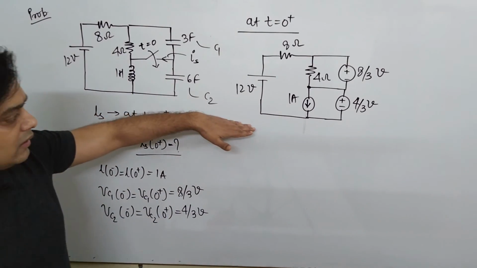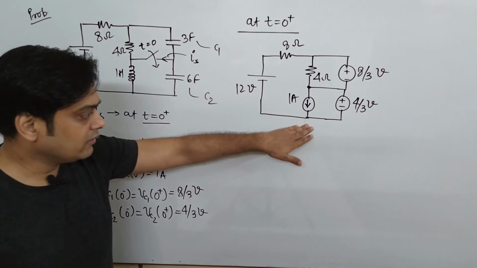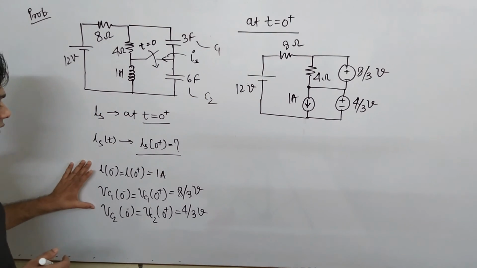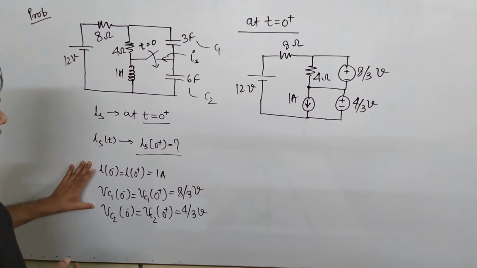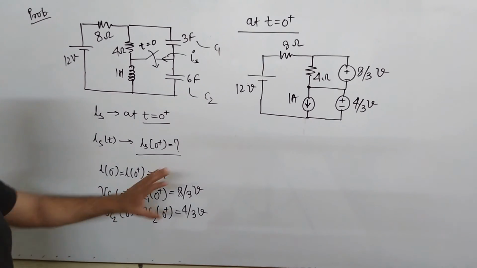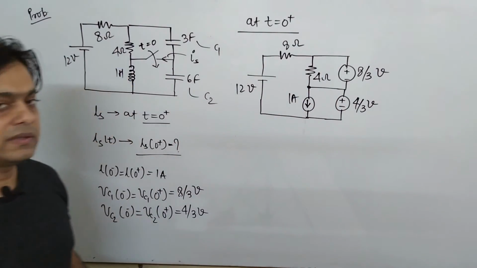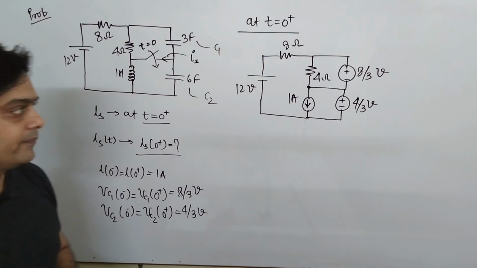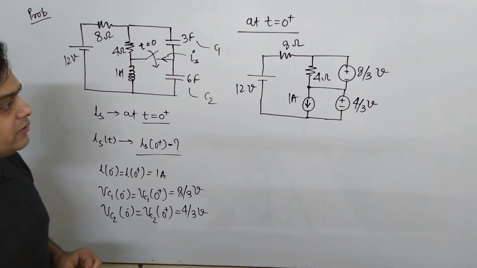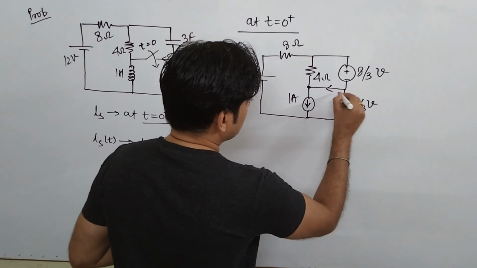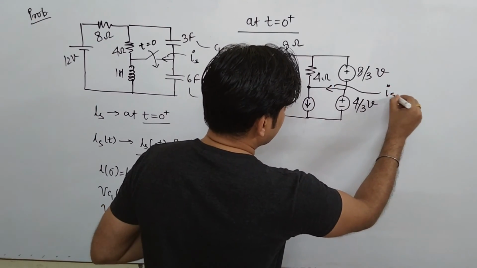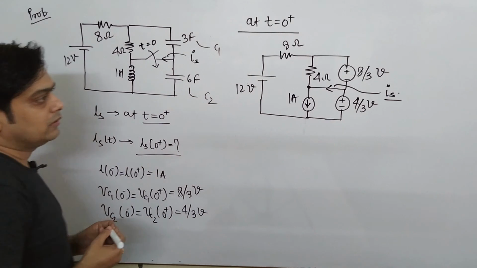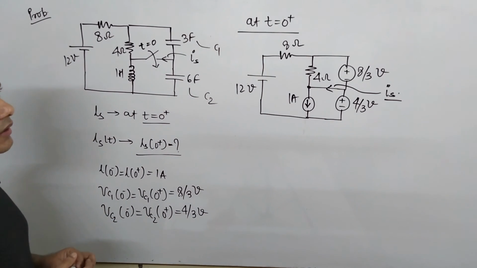But for the condition mentioned here, we have identified that the inductor and both the capacitors are initially charged by some current and voltages. So accordingly we have drawn the circuit at t equal to 0, the switch is closed. So this is your condition, very simple. Now your task is to find this value. This is your current Is, very important.